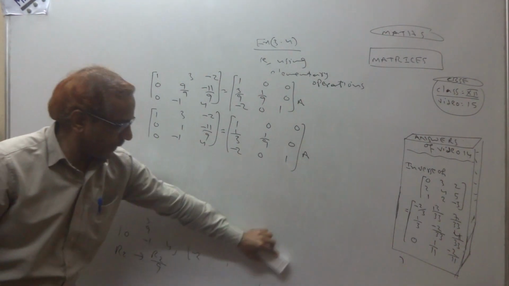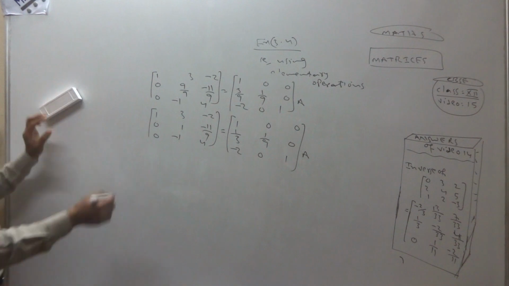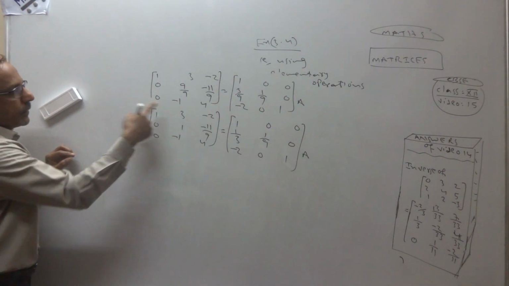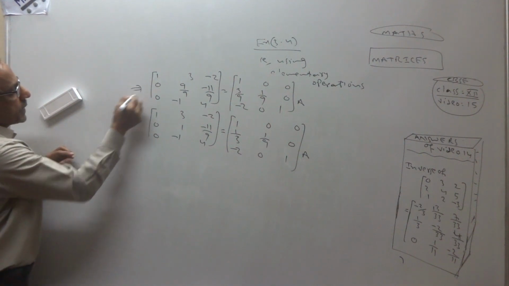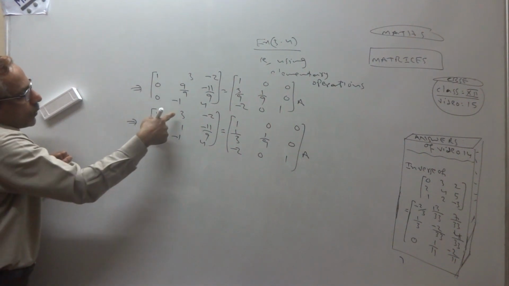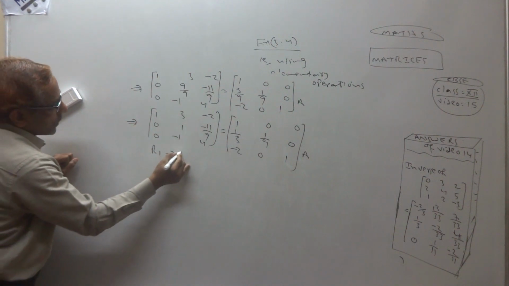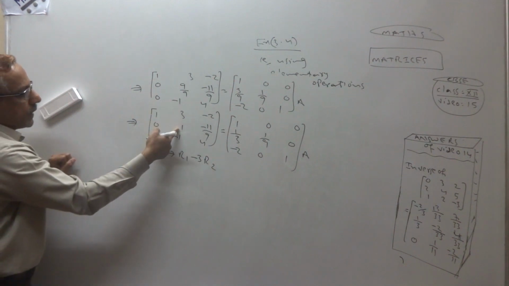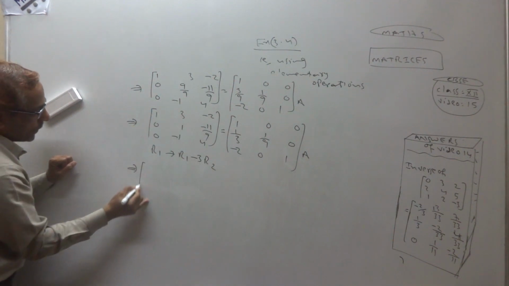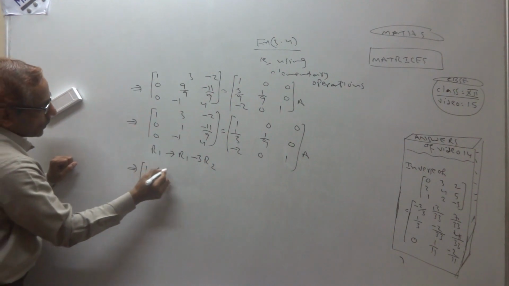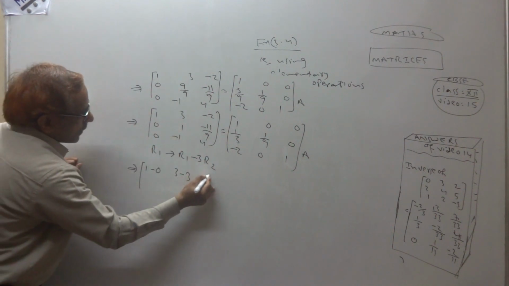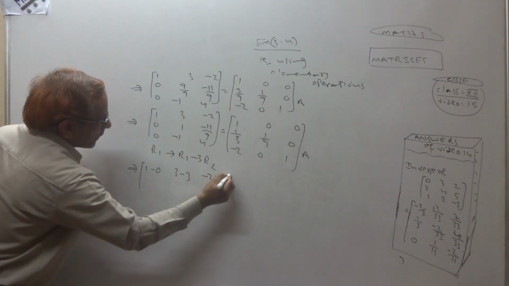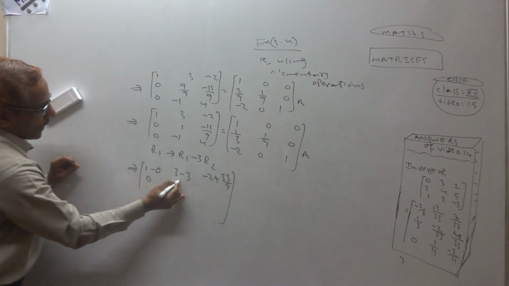The next step: we got 1, 0, 0, we got 1. Now I have to get 0 here. So here you write the implies sign. How do you get 0 here? R1 gives R1 minus 3R2. 3 minus 3 becomes 0. 1 minus 3 into 0. 3 minus 3 ones is 0. Minus 2 minus minus 3 into 11 by 9, that is 33 by 9. This is same.